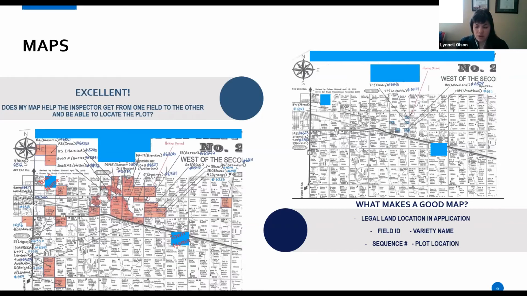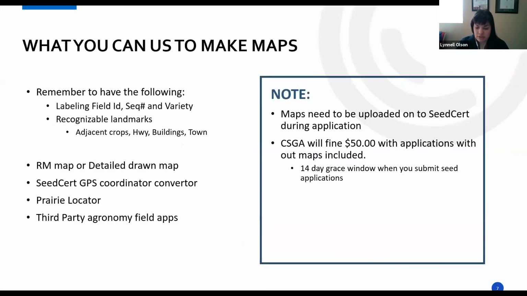I think the take-home message is that you can use any sort of system to make maps, but whenever you're making maps, make sure you're labeling the field ID, the sequence number, the variety, and have recognizable landmarks like adjacent crops. For example, if you had other applications close by, putting them together on one map will check off that adjacent crop request.